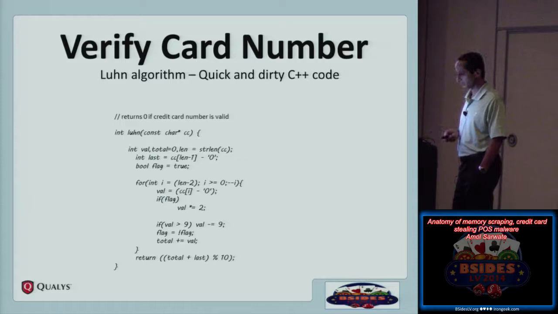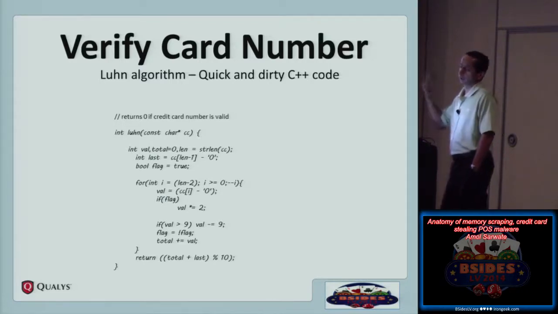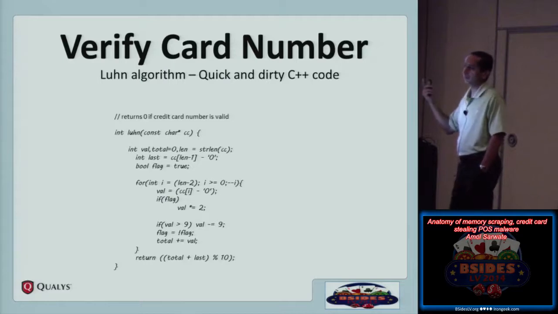So what did we do? What did the malware do? It found the process, it elevated its privileges, it... what was the third thing? It opened the POS process, which had the unencrypted credit card number, and then it did this screen scraping, found the credit card number, ran it through an algorithm, made sure that it's a valid credit card number.